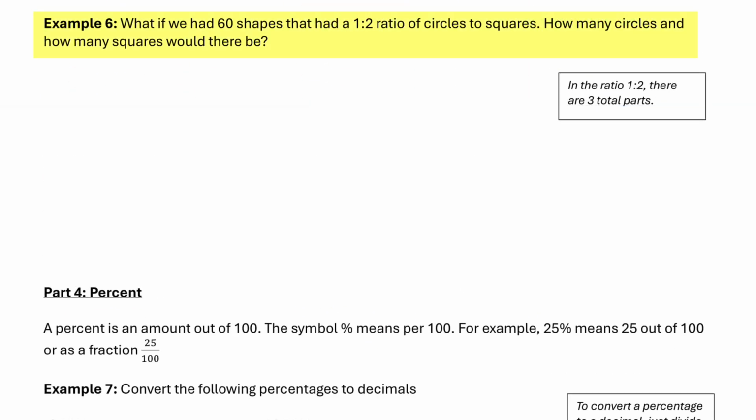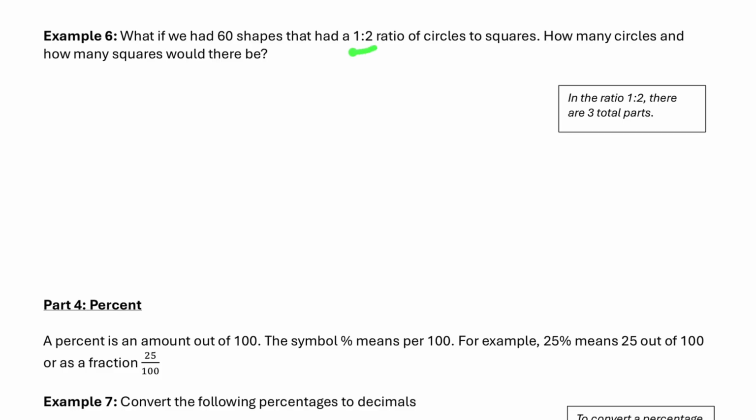Example 6 says, what if we had 60 shapes that had a 1:2 ratio of circles to squares? How many circles and how many squares would there be? So this question gives us the ratio of circles to squares, but it doesn't tell us how many circles or how many squares there are. It just gives us the ratio of circles to squares. What it does tell us is how many total shapes there are.